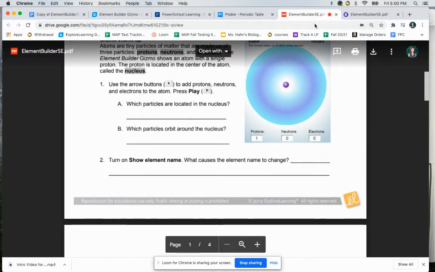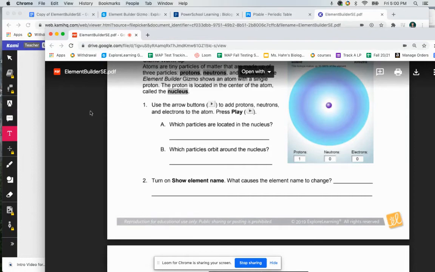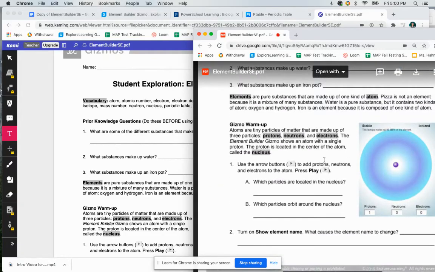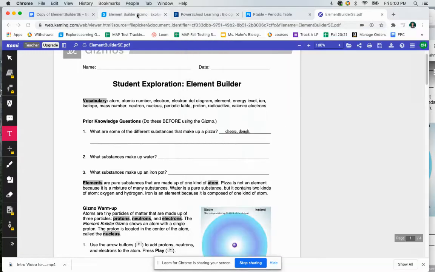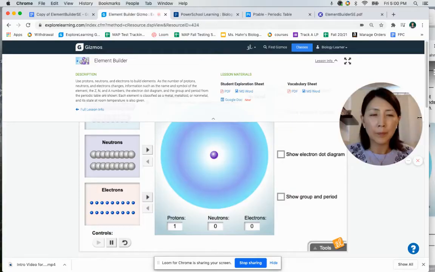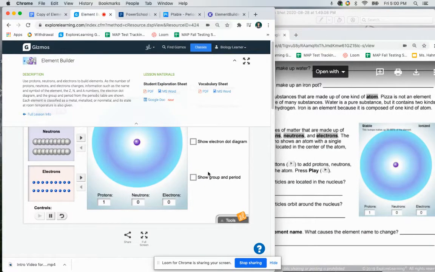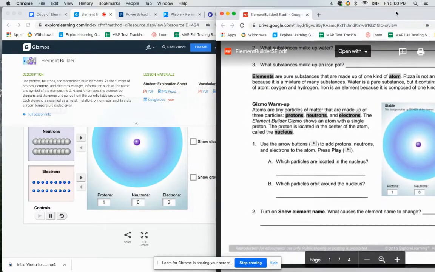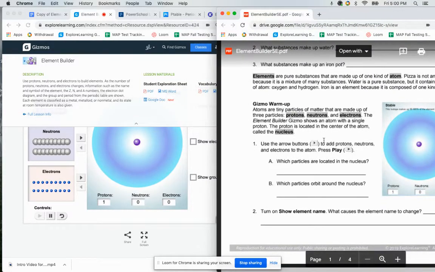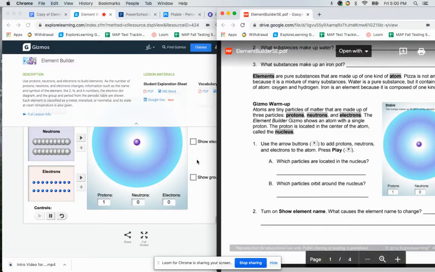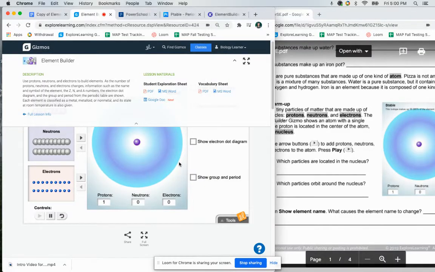So what I might do is put this to the side. I don't know how big your screen is, but I don't like jumping back and forth. I like to be able to see the questions and see the activity. So here's my activity, and basically it's going to give you some instructions. Use the arrow buttons to add protons, neutrons, and electrons to the atom and press play. So you're just following these directions. I'm going to close this up.